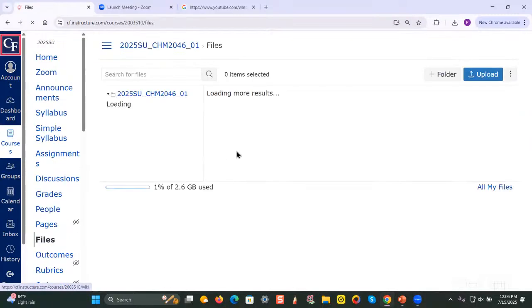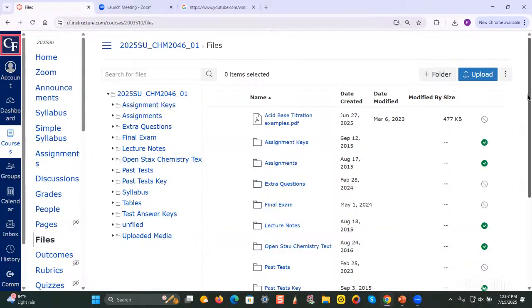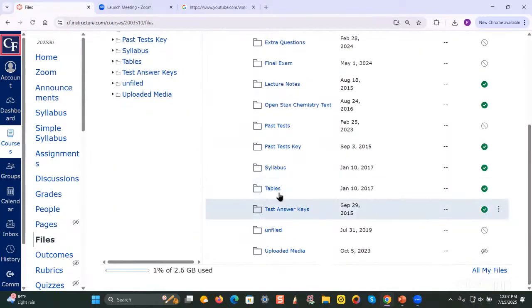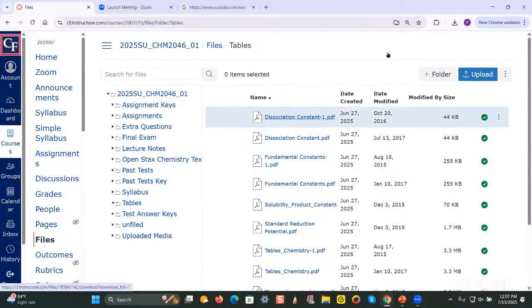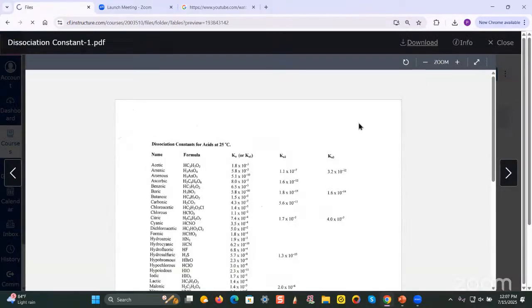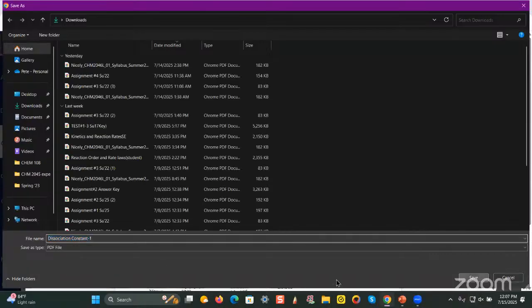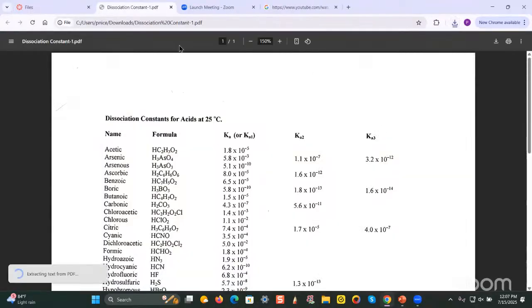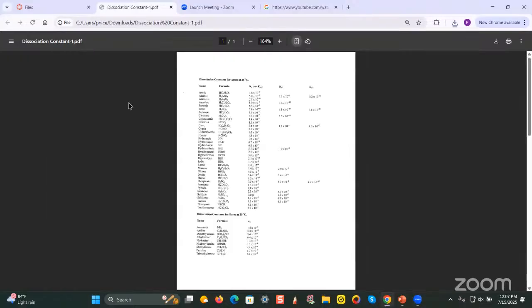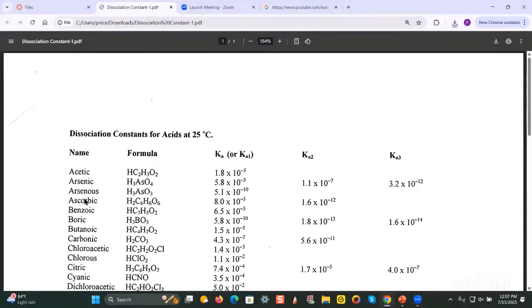Files, and then tables, dissociation constant. Okay, so this is the table right here. This is the table I'm referring to that you will have access to during your test, all right?